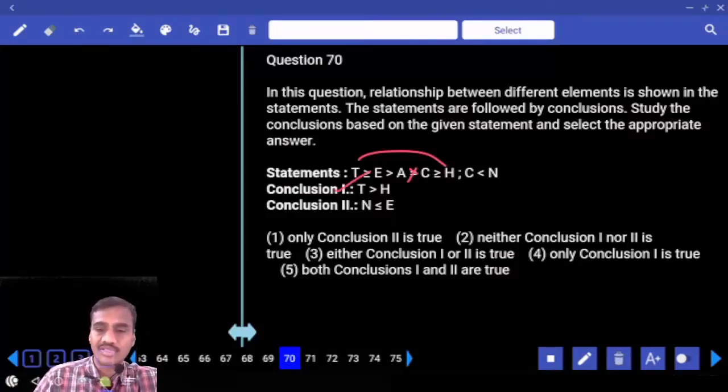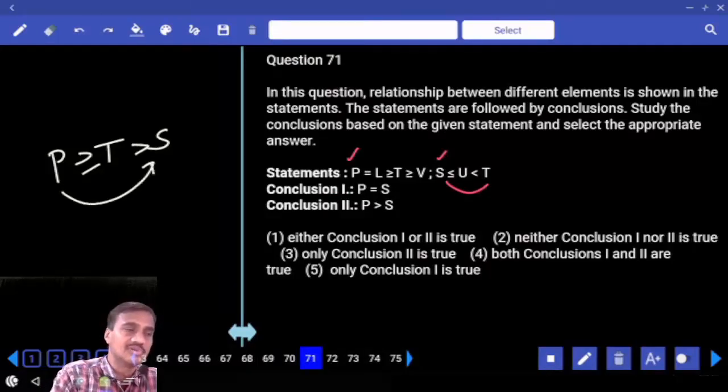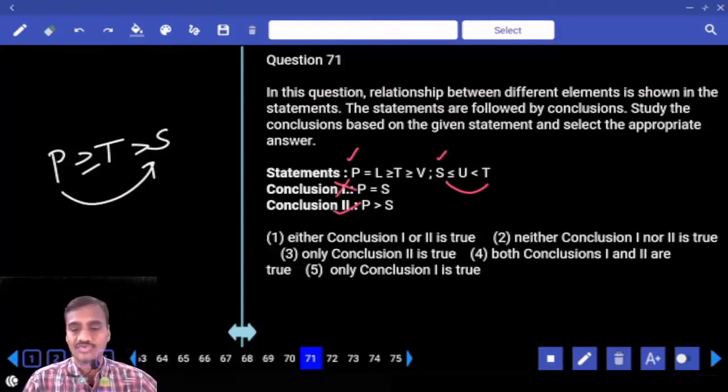Then coming to the next one, N and E. In this N and E, which element is common? S is common. Then S and T, tell me what is the relation we have? S lesser than T means T greater than S. Now between P and S, which symbol is common? Greater is common. Hence P greater than S is definitely true, E equals to S is definitely false. Hence what is your answer? Only 2, and it is given in choice 3, question number 71.